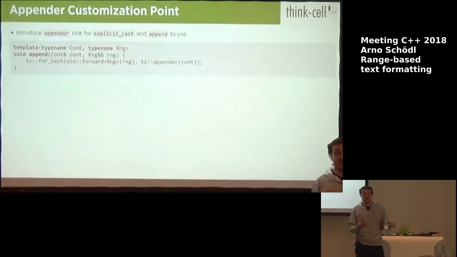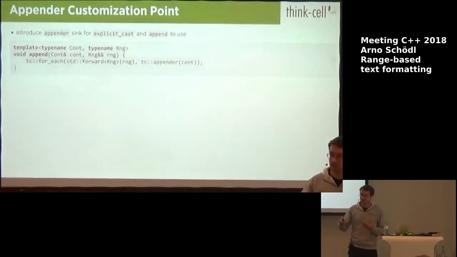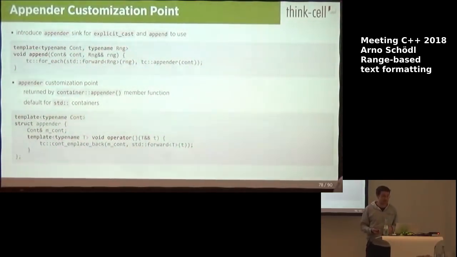Now, how do we use that in order to get efficient formatting? We need some sort of appender. We need a sink that we can stick into the for each down here that takes a single element and appends it to the vector or the container. Well, that's just an emplace back, right? So this is how our sink looks like. We have an appender. It takes a single value and forwards it into the emplace back. Easy enough.